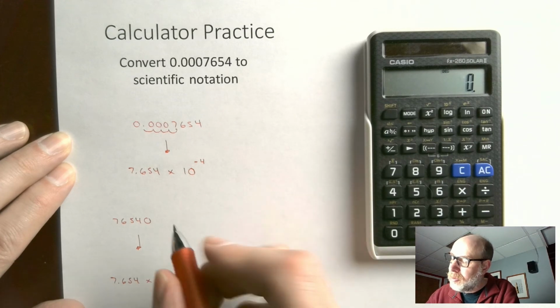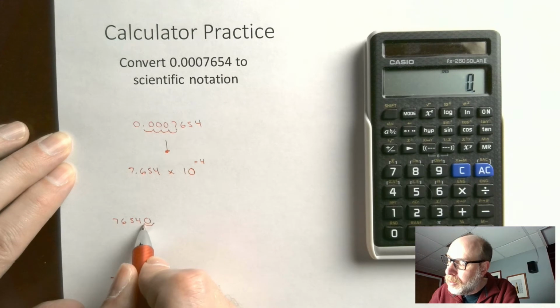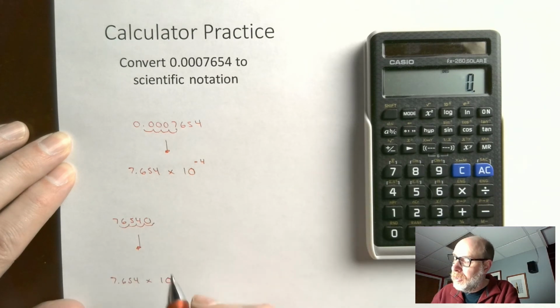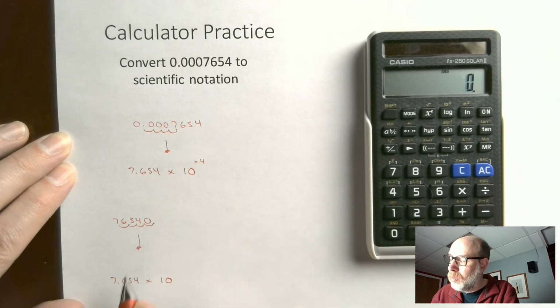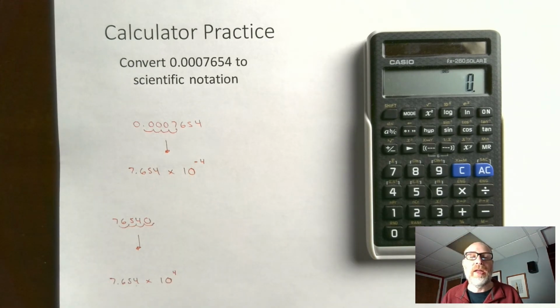Well, where's the decimal place here? It's in that place, and we have to move it 1, 2, 3, 4 places. So this time we've taken a large number and we've made it smaller. When we take a large number and make it smaller, the exponent for scientific notation is positive. So it'd be 7.654 times 10 to the fourth.